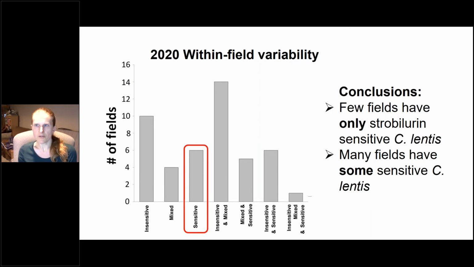If you sprayed the whole field with a group 11 containing fungicide, would you expect every site in that field to have sensitive anthracnose? Many fields, all the others, had some insensitivity. So there were 10 fields that were only insensitive, and then the next most, 14 fields, that were both insensitive and mixed, and then all the other fields had some insensitivity in them. So that's reducing the likely effectiveness of a group 11 fungicide.